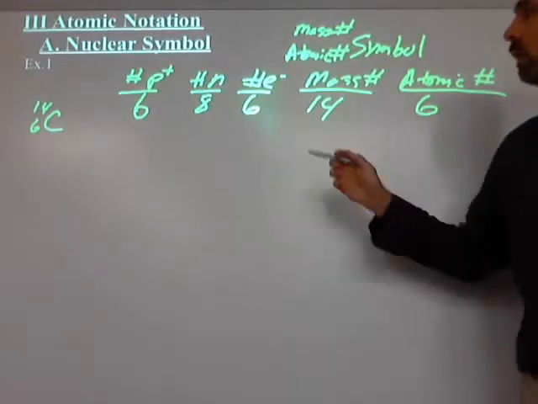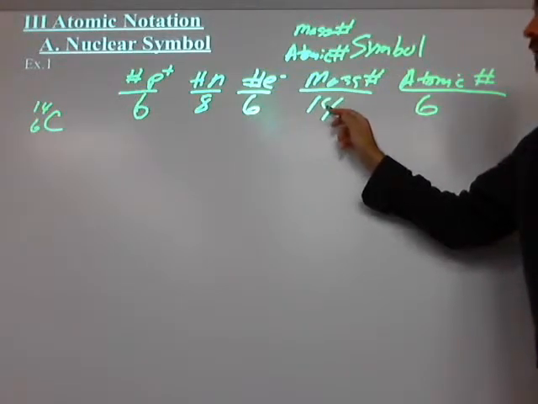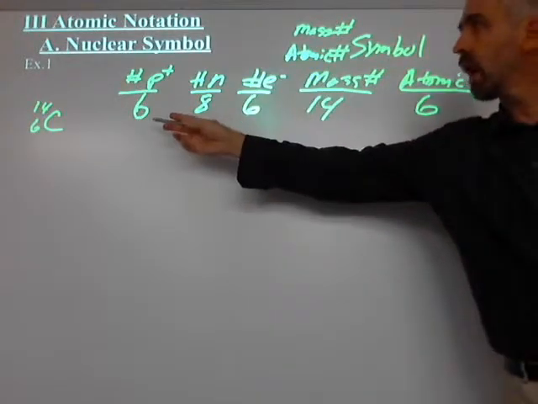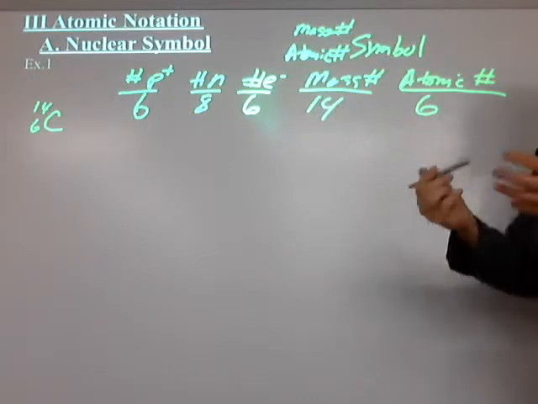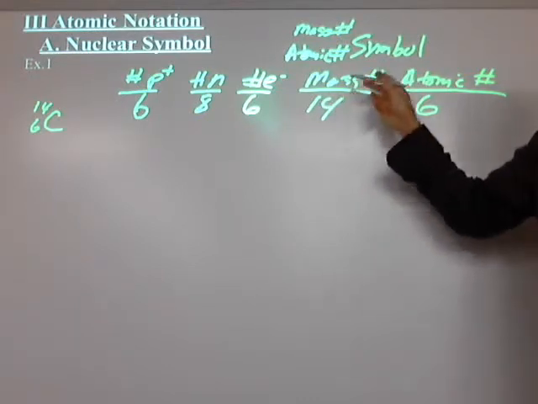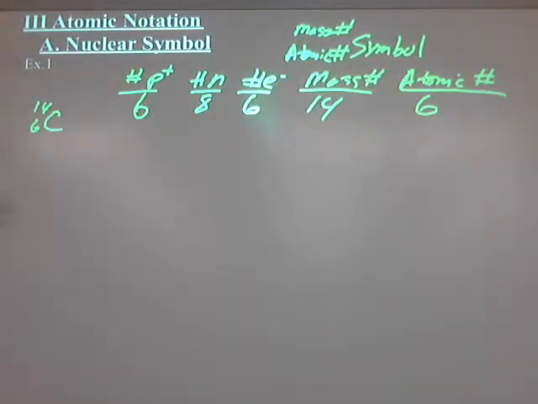But if you don't, let me show you. Mass number is protons plus neutrons. 14 is the mass number. 6 is the atomic number. So there's 6 protons, and there's 14 total protons and neutrons. 14 minus 6 is 8. Okay? All right. What if I gave it to you a little bit backwards?